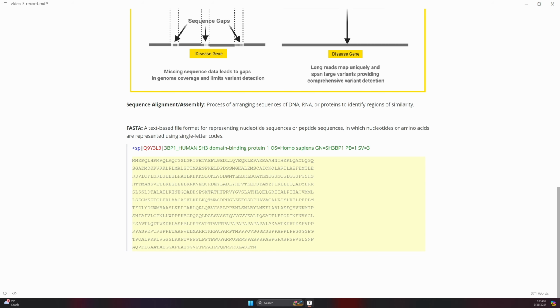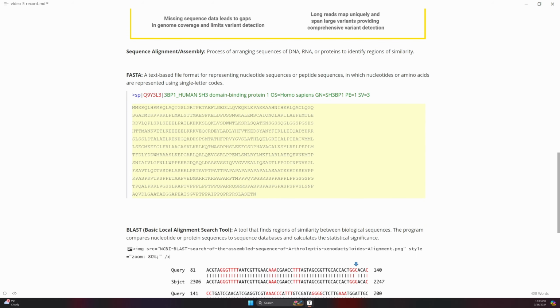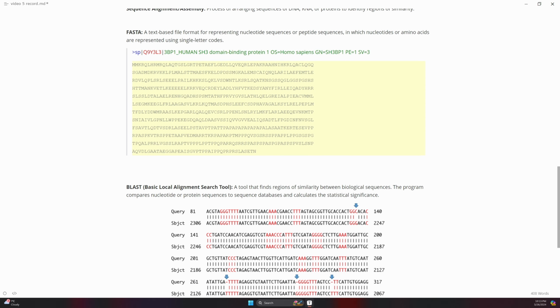The next thing we're going to introduce is BLAST. BLAST is the Basic Local Alignment Search Tool. It's a tool that can find regions of similarity between biological sequences. The program compares nucleotide or protein sequences to a sequence database and calculates the statistical significance. NCBI has a BLAST tool online and you can use it for free.